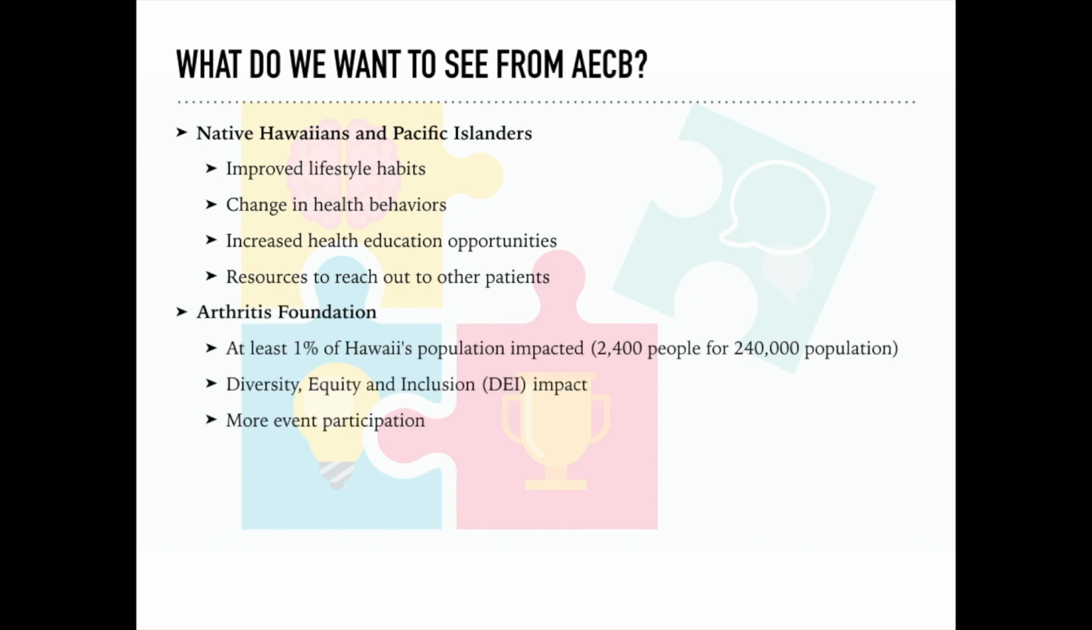For the Arthritis Foundation, we would like to see at least 1% of Hawaii's population impacted. There are roughly 240,000 people living on the islands, and we expect to see at least 2,400 participants impacted. From our data, including more participation from NHPI, we expect to see more diverse impact and event participation around the islands.